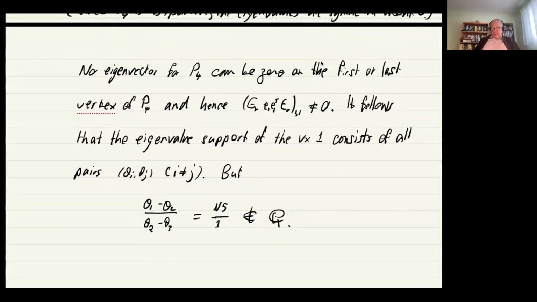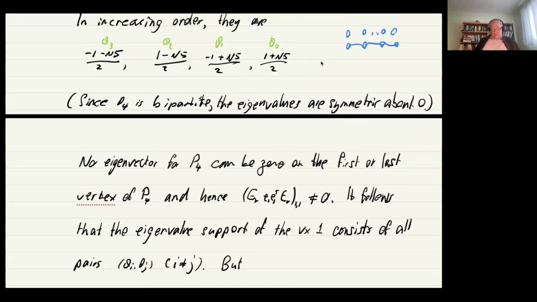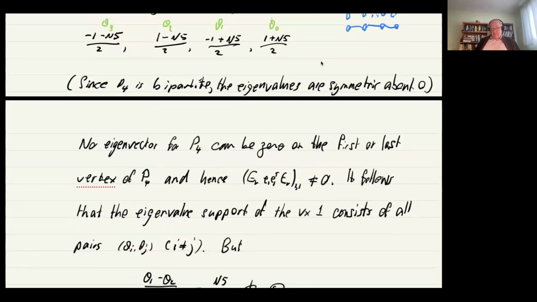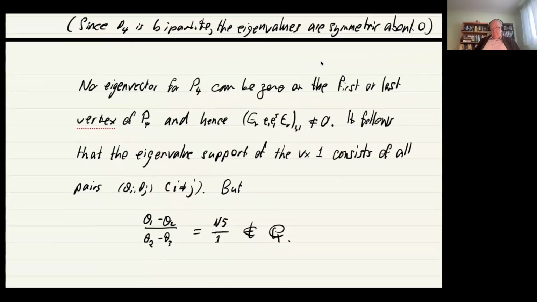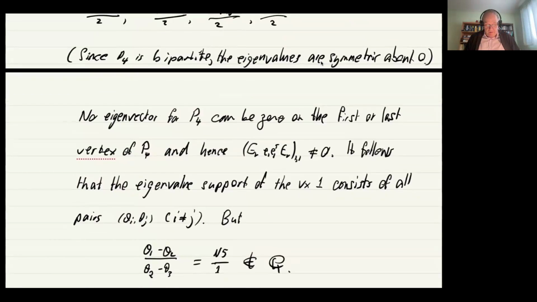So without actually computing an eigenvector, I've worked out that the eigenvalue support consists of all possible pairs. Now you just look at theta_1 minus theta_2. I got that wrong, I think; I'm probably getting my 1s and 2s mixed up. There probably should be 0s.